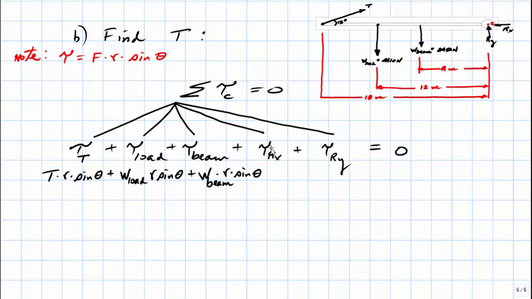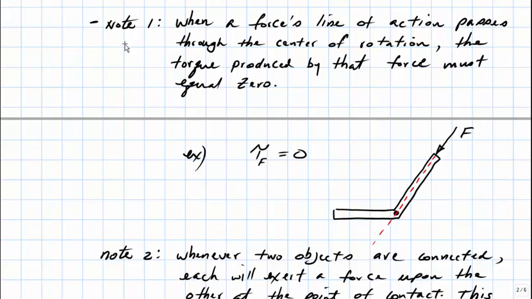Now, let's pause for a moment to consider the torque produced by R sub x and R sub y. As you recall, we noted a very important principle that states when the line of action of a force passes through the center of rotation, that force has 0 torque. We labeled it earlier as note number 1, and again, let's state it one more time. When a force's line of action passes through the center of rotation, the torque produced by that force must equal 0.